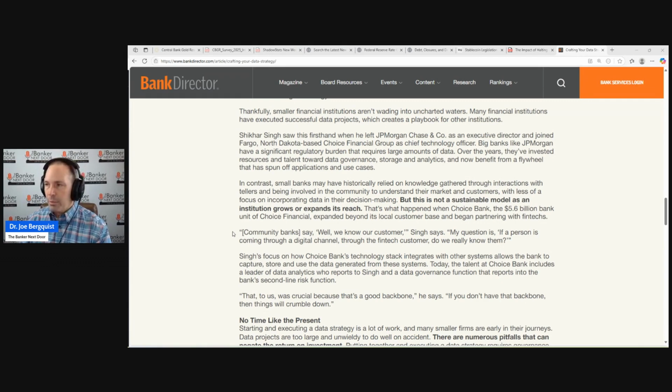In contrast, small banks may have historically relied on knowledge gathered through interactions with tellers and being involved in the community to understand their marketing customers, with less of a focus on incorporating data in their decision-making. But this is not a sustainable model as an institution grows or expands its reach.